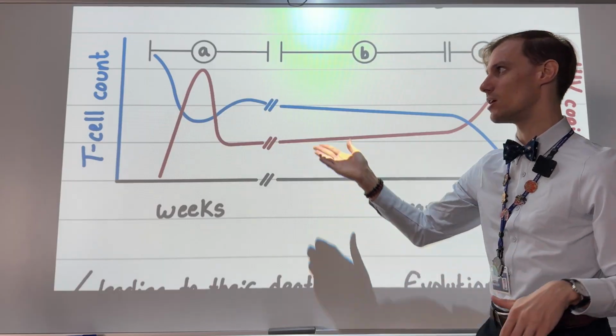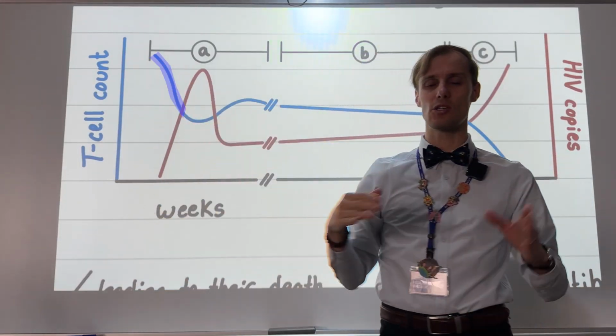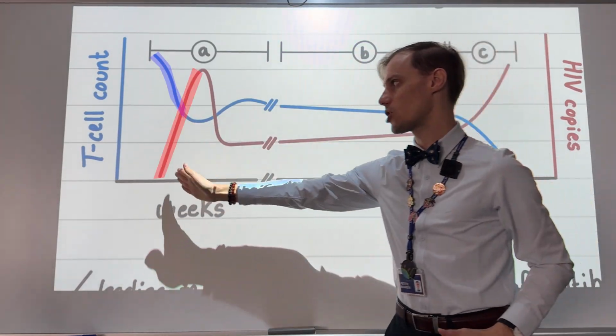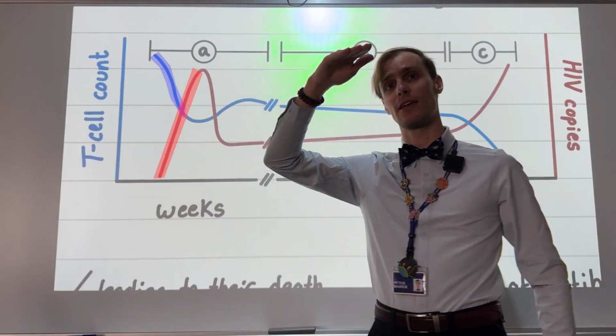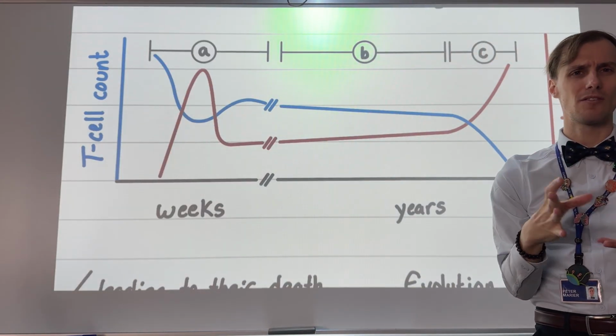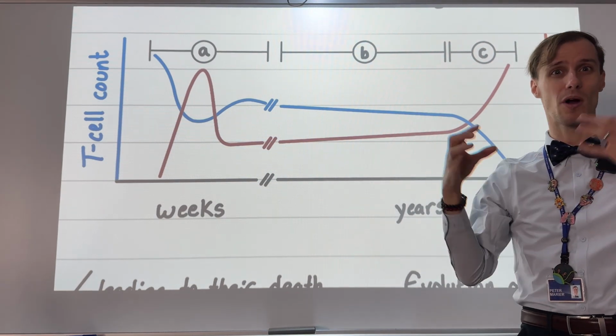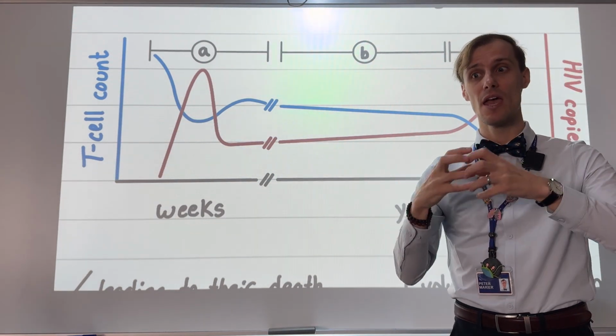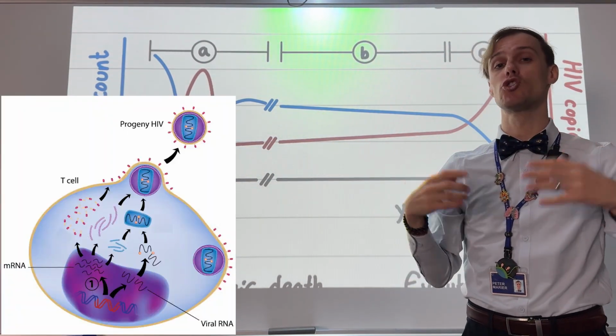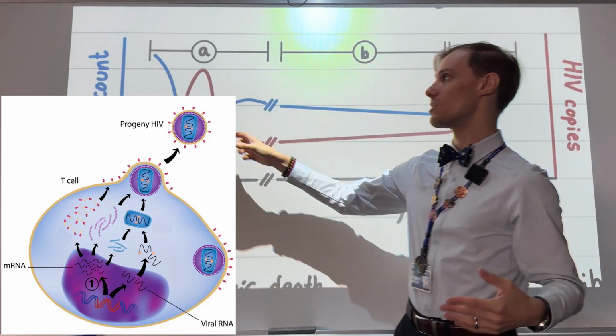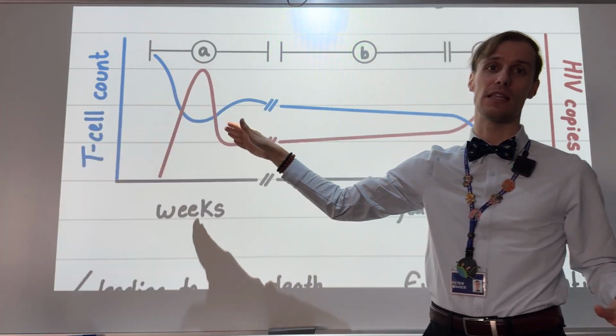As you may imagine, the T cell count is going to mirror this. Whereas HIV copies go up, the T cell count is going to go down. The reason for this is that as helper T lymphocytes start making more and more copies of HIV, it is going to burst out and destroy or kill these cells. So this is going to cause death of helper T lymphocytes.